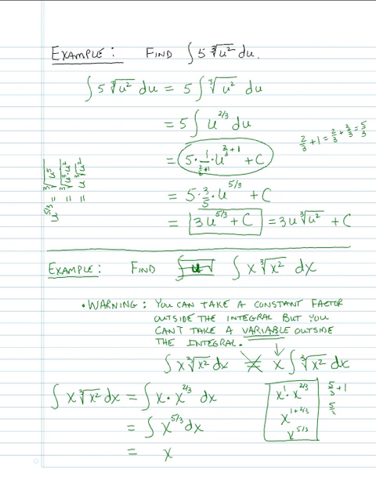Well, 5/3 plus 3/3 is 8/3, isn't it? So that would end up being x to the 8/3 power. But remember, in front, we have to have the reciprocal of that new power. And so that would be 3/8. And then plus our constant of integration. Now, it's probably going to be okay to leave this answer.